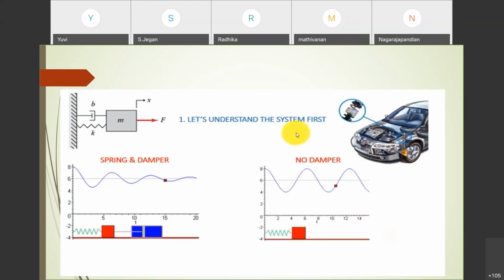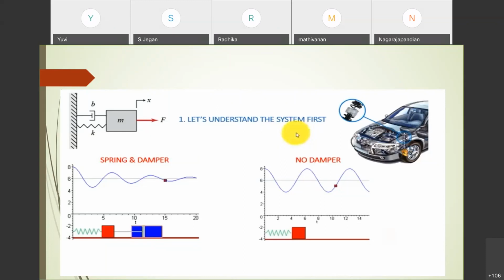At the same time, if you consider the system with spring and damper, you can see that once the force is applied to the mass, the spring stores the potential energy from the mass, whereas the damper absorbs that vibration and dissipates it in the form of heat energy. Because of that, you can see the amplitude starts higher and gets reduced, and at one point of time it comes back to the original position.